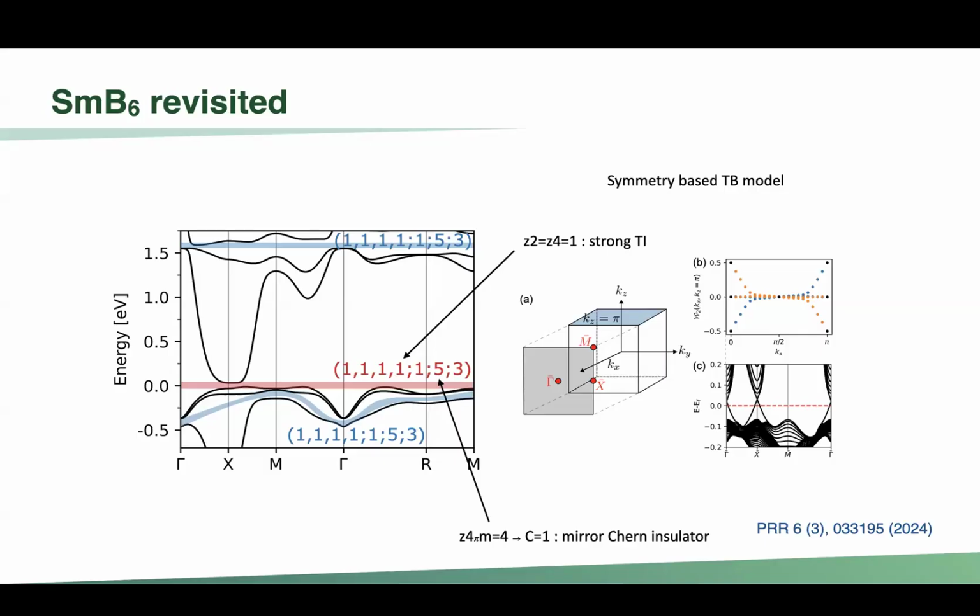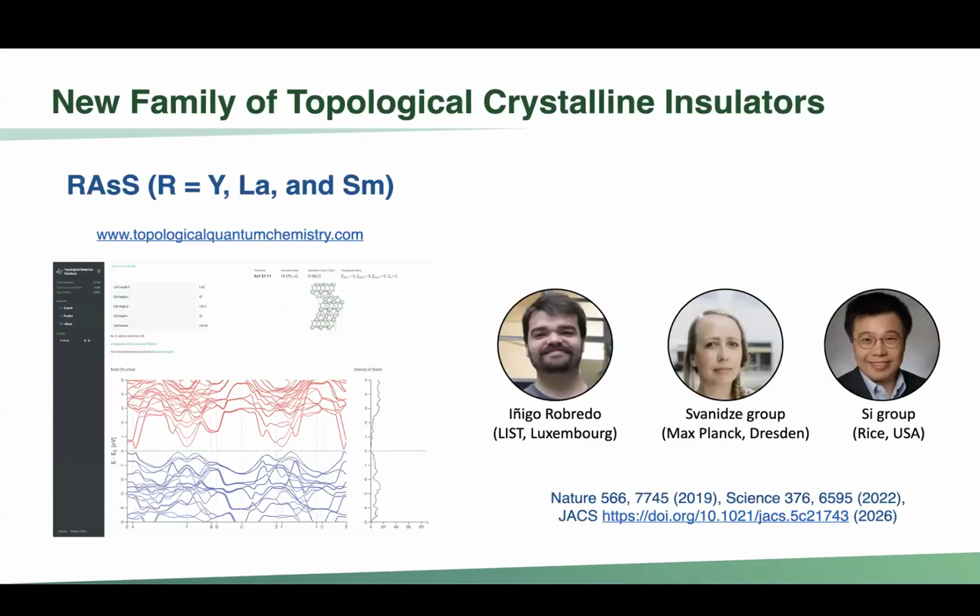So one of the indices, C4 pi m equals 4, for example, means that we have a mirror term number 1. So we did a tight binding model to calculate the winding of the Wilson loops that we see here. And what we saw is two surface states, one at X and one at gamma, which is what the ARPES experimentalists measure. So since samarium works nicely with DFT, we expect it to work also nicely in other families.